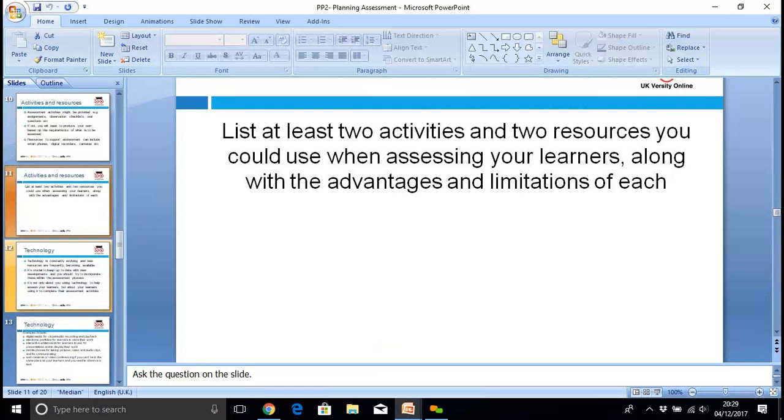Right. Question. List at least 2 activities and 2 resources you could use when assessing learners, along with the advantages and limitations of each. Well, that's a quick question along here.